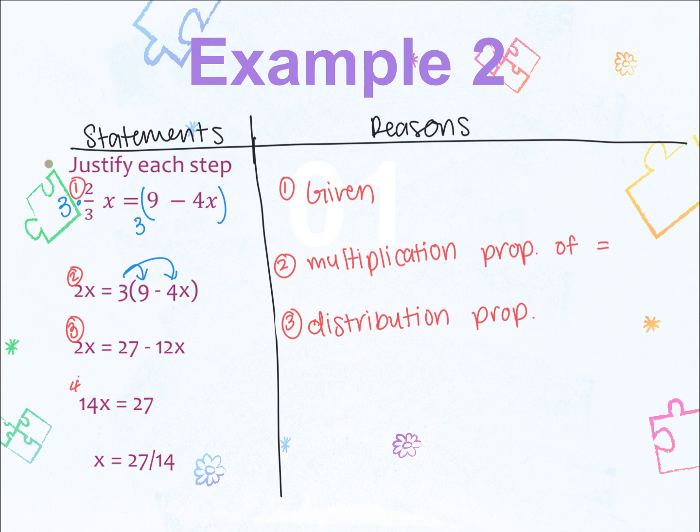How am I going from 3 to 4? What am I adding? The 12x to the 2x. Perfect. I'm adding my 12x. So what property was that? What property did I just do? I did my addition property of equality.